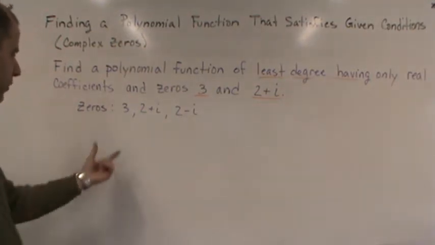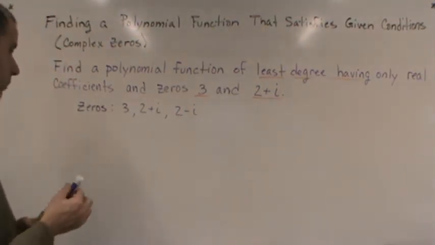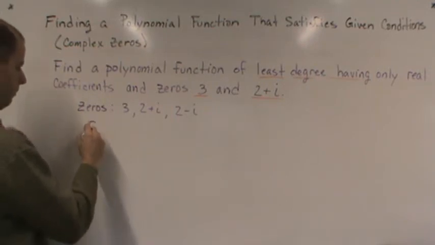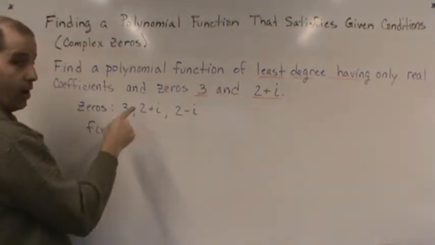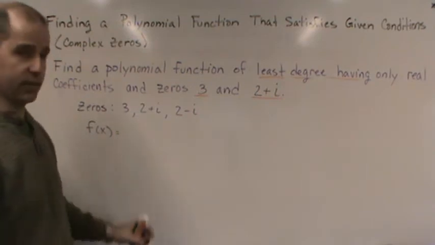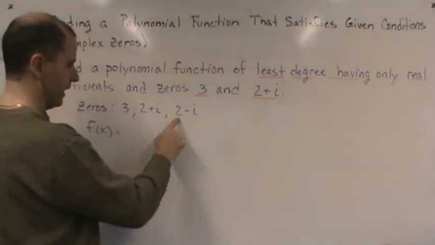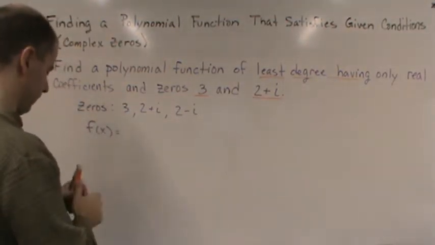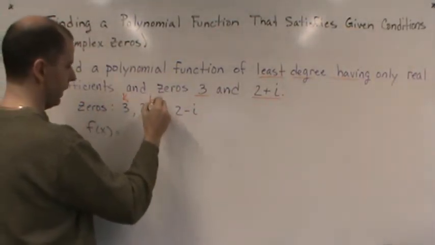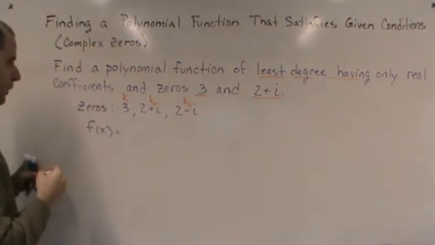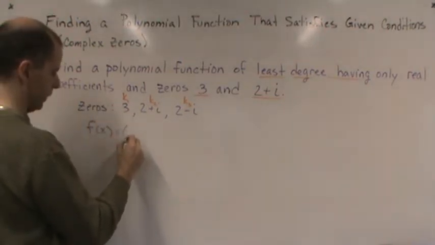Okay, so again, of least degree, these have to be the only zeros. And so now by the factor theorem, we can write this polynomial, f of x, as factors. Now, how do the factors look? Remember, each one of these is going to be of the form x minus k. This is a k value, this is a k value, and this is a k value. So we could call this k1, k2, and k3.